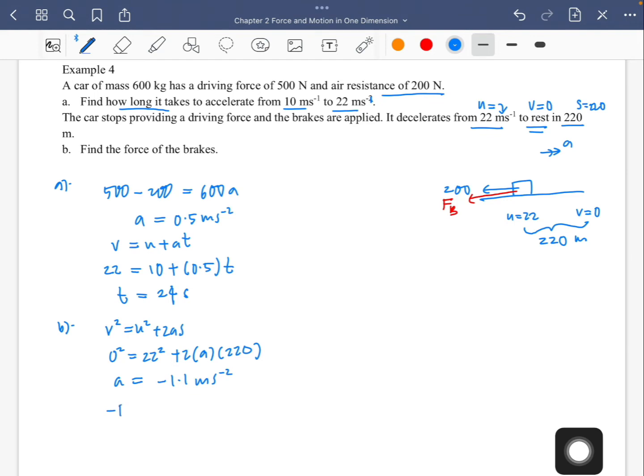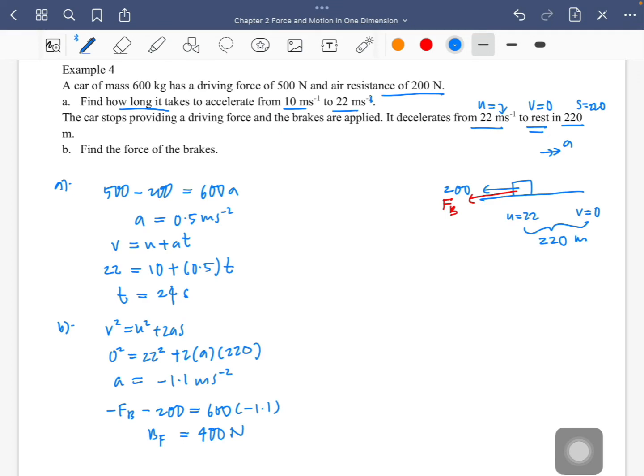So both of these forces must be negative in our equation of Newton's second law. We get negative Fb minus 200 Newtons equals the mass of the car, which is 600, multiplied by the acceleration we calculated just now, negative 1.1. Then we calculate the value of the braking force, and we get 400 Newtons. Please make sure you check this example. That's it for example 4.